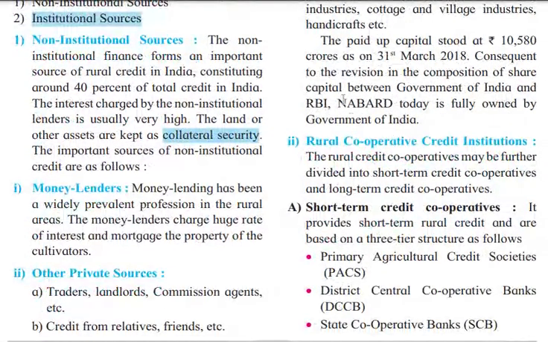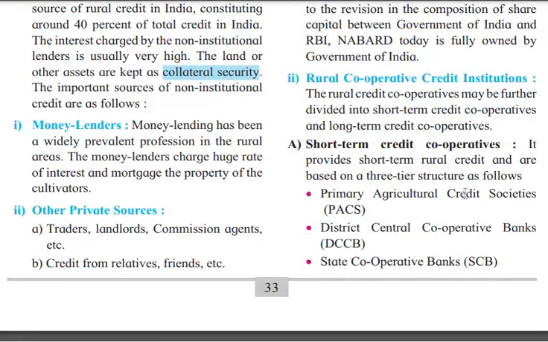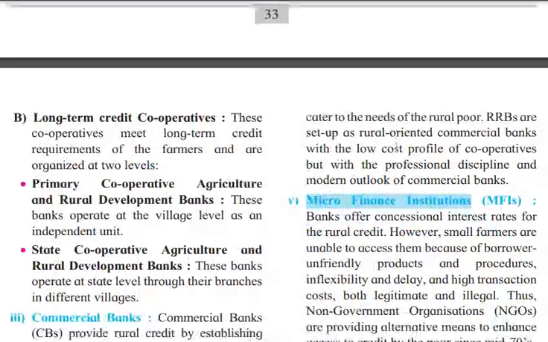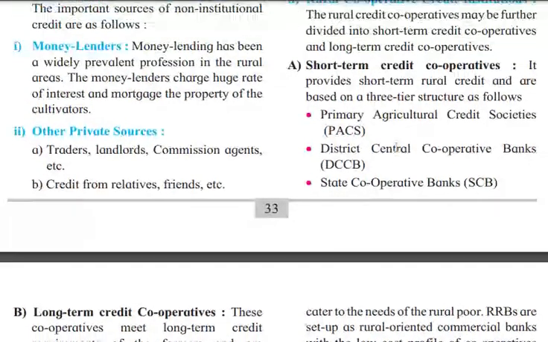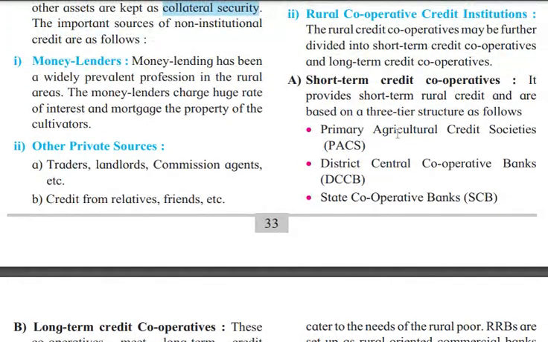Okay. Second one is the rural cooperative credit institution. So there are some cooperative credit institutions in rural areas. It is divided into short term and long term credit. Okay. So short term credit cooperatives provide short term rural loans. Credit means nothing but loan. Short term credit institutions are based on a three tier structure as follows.